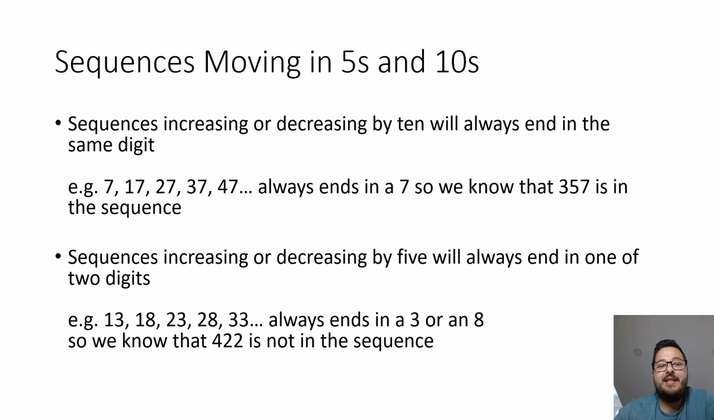Similarly, sequences increasing or decreasing by 5 will always end in one of two digits. For example, we've got 13, 18, 23, 28, 33. That always ends in a 3 or an 8. So we know that the number 422, for example, is not going to be in the sequence because it doesn't end in a 3 or an 8. Again, if that went into negatives, it would change a bit, but we're all in positive, so it's all good.